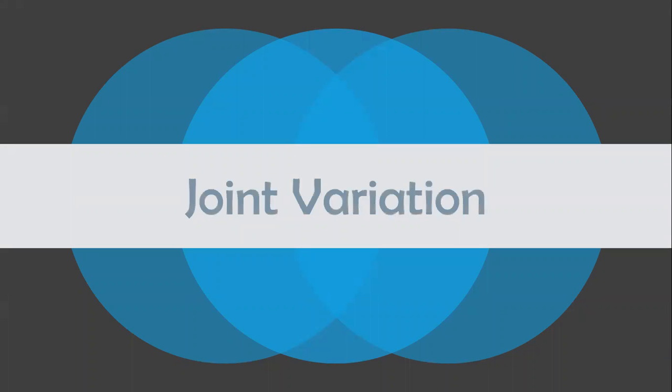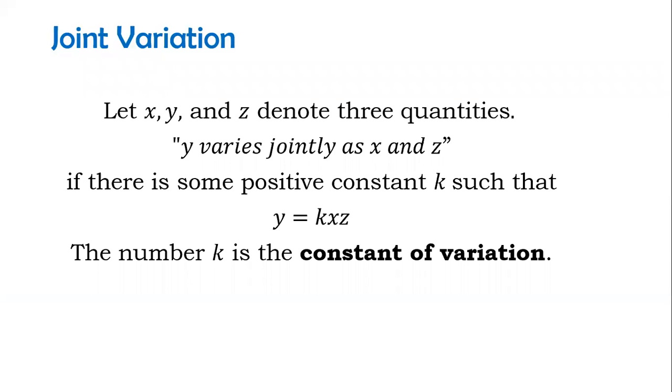Hello students, today I will be discussing all about joint variation. In joint variation, we let x, y, and z denote three quantities. So there are three quantities for joint variation.